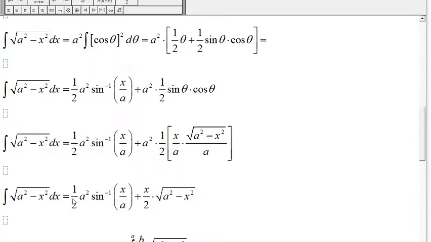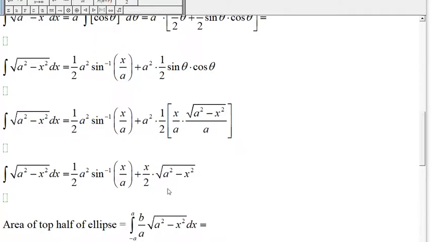So right here we get 1/2 a squared times sine inverse of x over a. This is a squared, and then this is a times a, which is also a squared. And so a squared divided by a squared is 1, and so the a squared drops out. So what's left is just 1/2 times x. 1/2 times x is the same as x over 2 times the square root of a squared minus x squared. So the integral of the square root of a squared minus x squared is all of this.